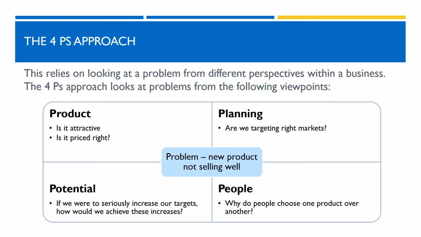The 4PS approach relies on looking at a problem from different perspectives within a business: product, planning, potential and people. From the product perspective, is there something wrong with the product? From the planning perspective, are our business plans or marketing plans at fault? From the potential perspective, if we were to seriously increase our targets, how would we achieve these increases? And from the people perspective, why do people choose one product over another?